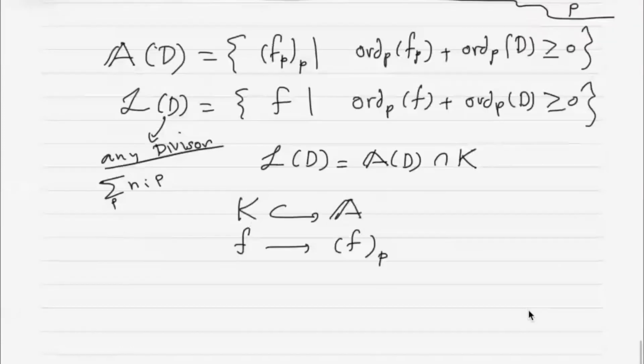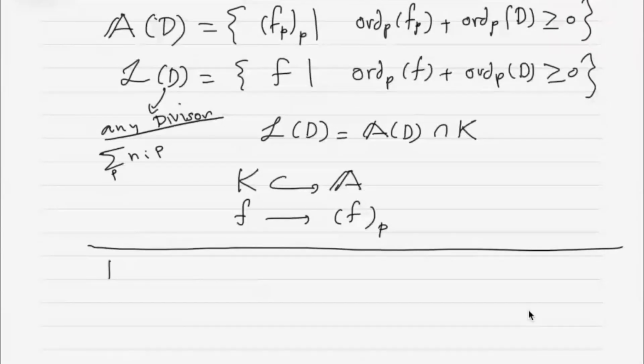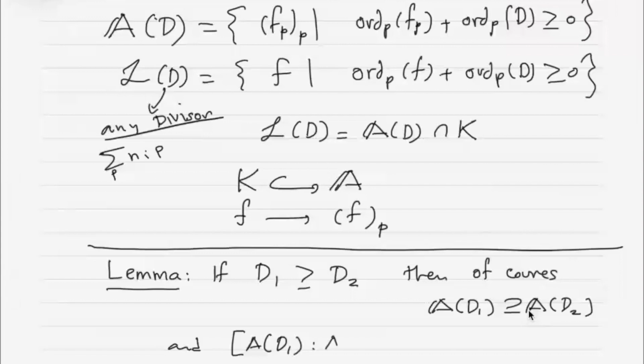Now, let me give you a lemma. If D1 is bigger than or equal to D2, then of course A of D1 will contain A of D2, and the index, or should I say dimension, is equal to the difference of the degrees.